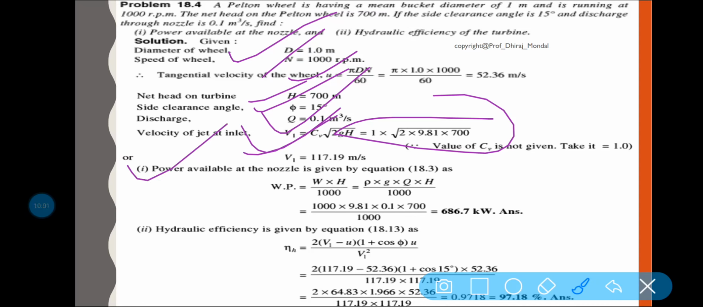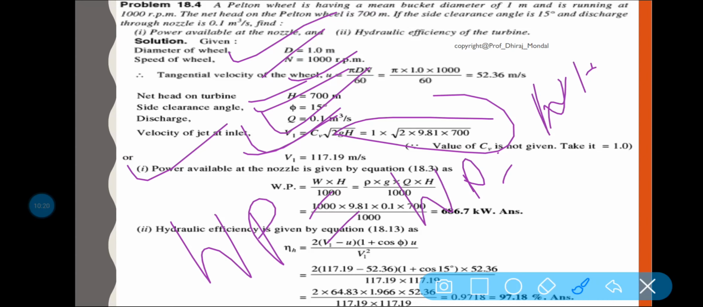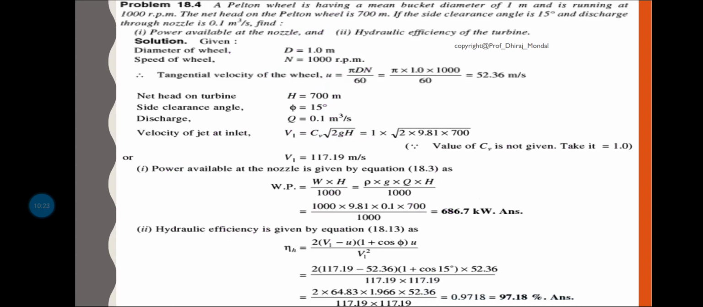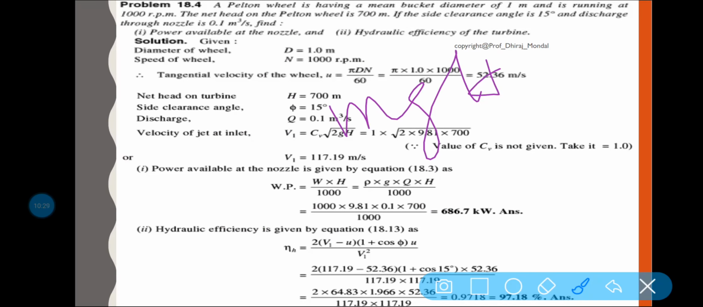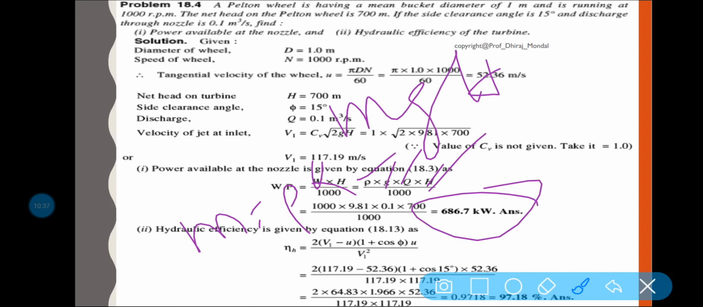Now power. The power available at the nozzle you have to calculate. So power available at the nozzle means what? At the nozzle, what is the power available? First of all, you have to find the water power. Water power is equal to W into H, and W is equal to mg, where W is the weight of the water, and m is equal to rho into Q, rho into discharge. So rho into Q into g into H by 1000. That is the answer: 686.7 kilowatt. Is it clear?